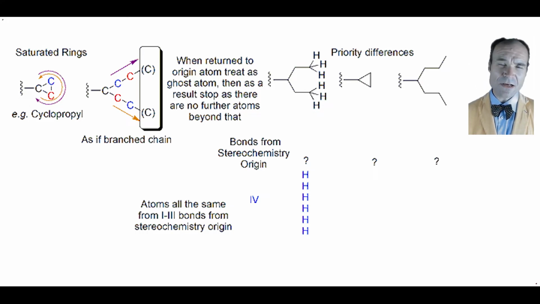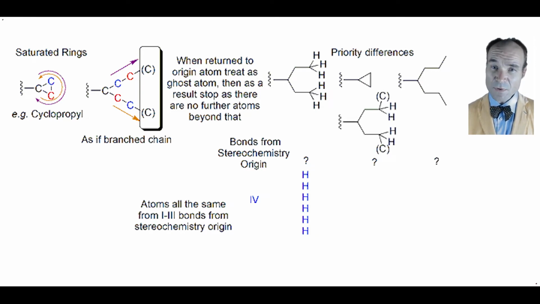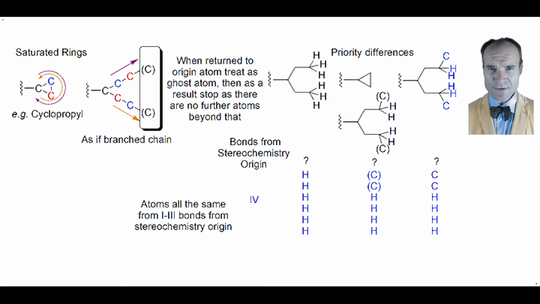Now, the analysis of the cyclopropyl group, as we have seen, requires that we open the ring, record atoms in either direction, and terminate with a ghost atom of the first atom observed. So, this is what the cyclopropyl group for priority analysis looks like. So we have 2 ghost carbons and 4 hydrogens. On to the 1-propyl-butyl. Here, the atoms 4 bonds from the stereochemistry origin are 2 carbons and 4 hydrogens.